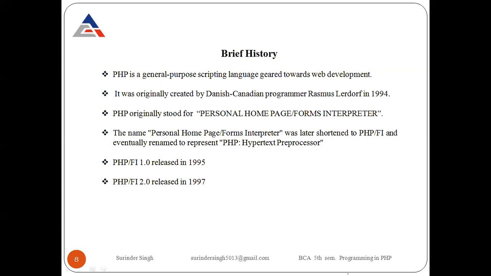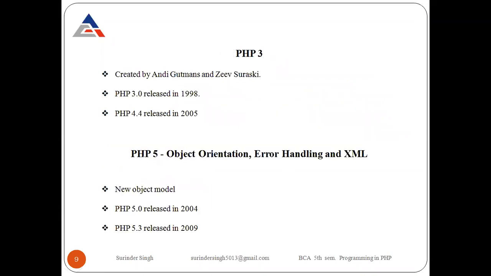Okay, then later it was shortened to PHP/FI. Then later PHP was renamed as Hypertext Preprocessor. These are some versions of PHP: version 1 released in 1995, version 2 released in 1997, and PHP version 3. Version 3 was created by Andy Gutmans and Zeev Suraski and released in 1998. And version 4 of PHP was released in 2000.